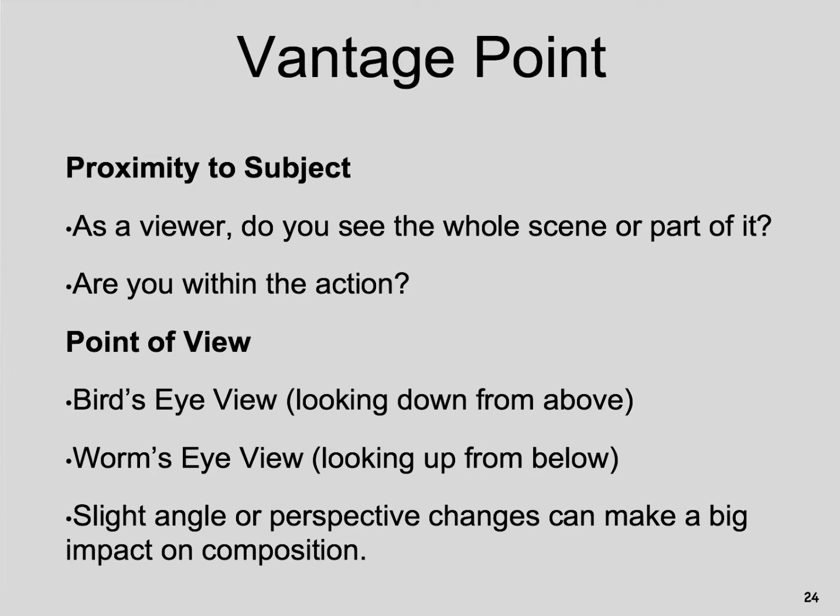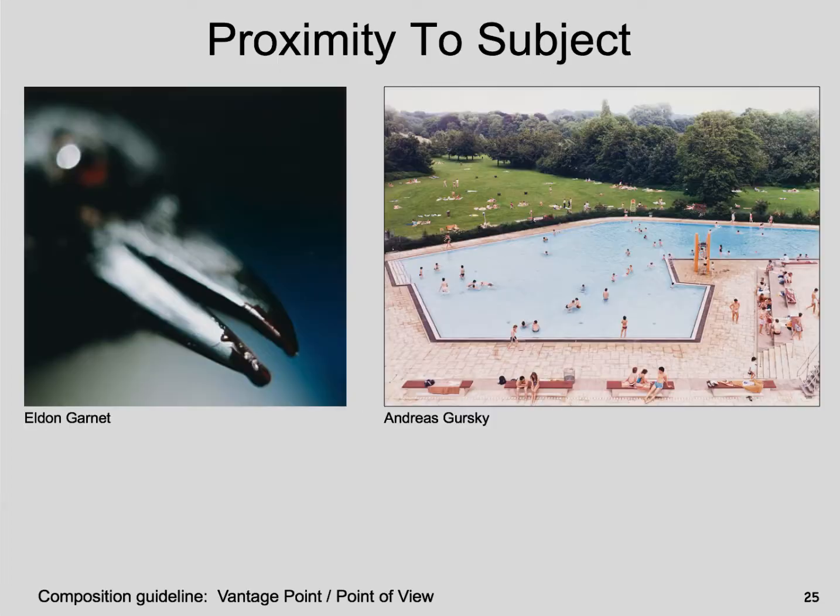Another one of these elements is vantage point. So, proximity to subject. As a viewer, do you see the whole scene or part of it? Are you within the action? Another thing to think of is point of view. So bird's eye view, looking down from above, worm's eye view, looking up from below. Or having a slight angle or perspective change can make a big impact on composition. Tweaking the way you're standing in front of the subject can make a big difference.